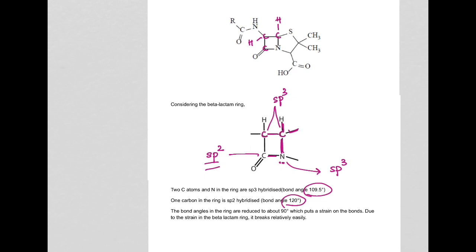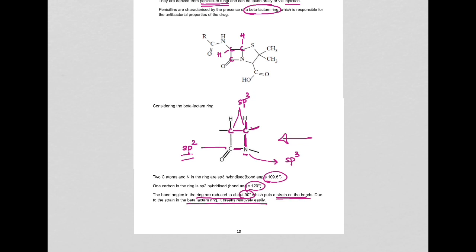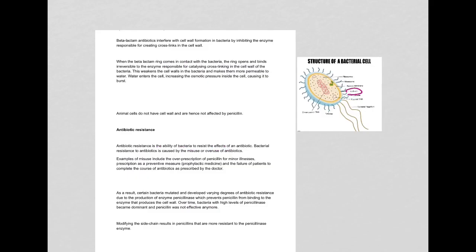As they bind together, eventually the bond angle in the ring is reduced to around 90 degrees, which means that there is a lot of strain on the bonds, which means that they can be broken very easily. Now, when the beta-lactam ring breaks open because of the strain, because of the 90 degrees angle strain over here, it binds to the enzyme responsible for creating the cross-links in the cell wall of the bacteria.